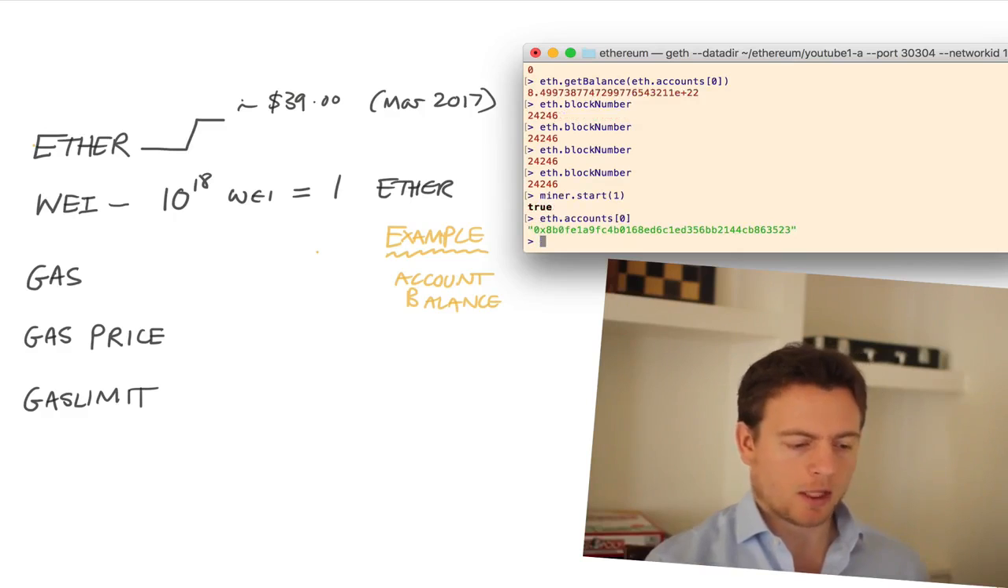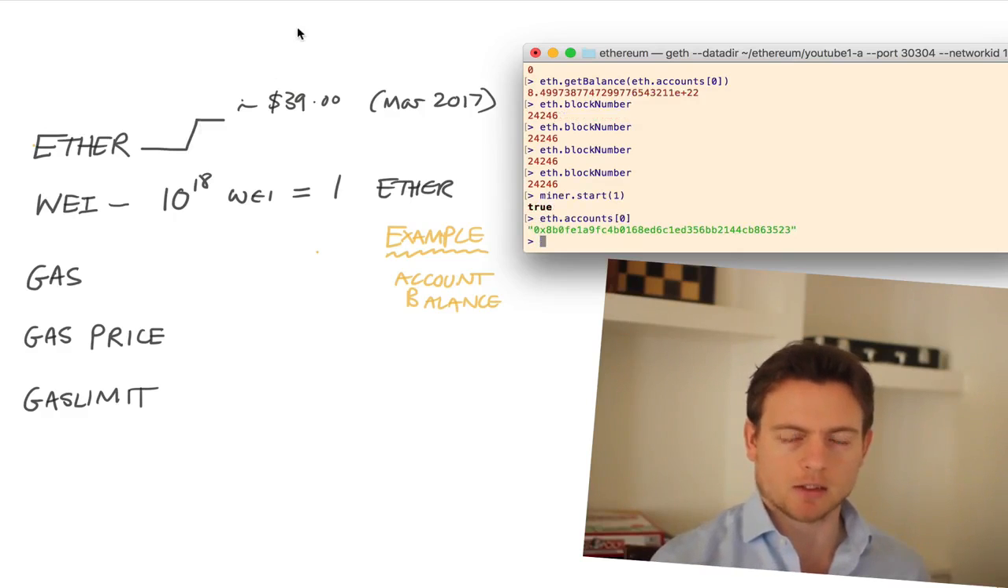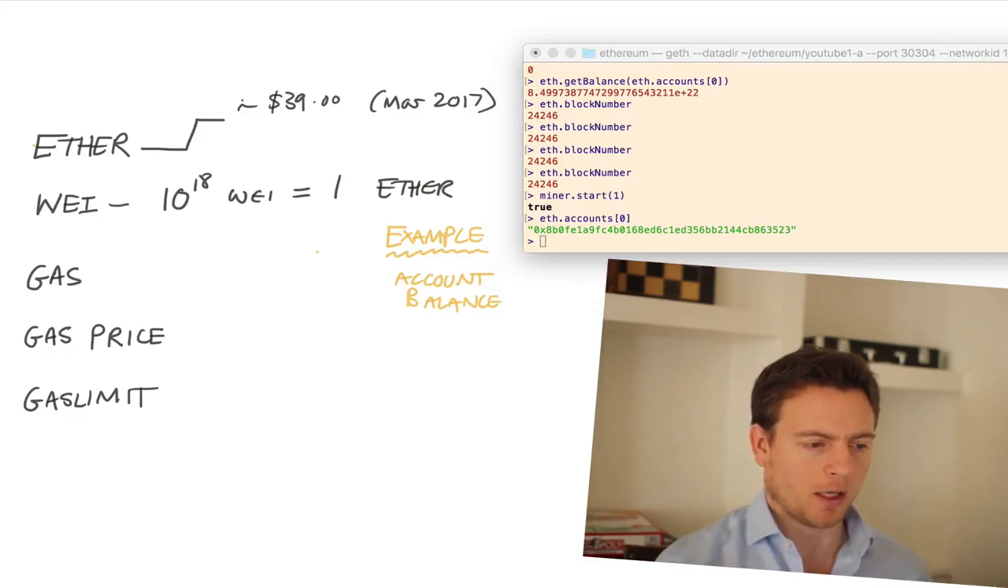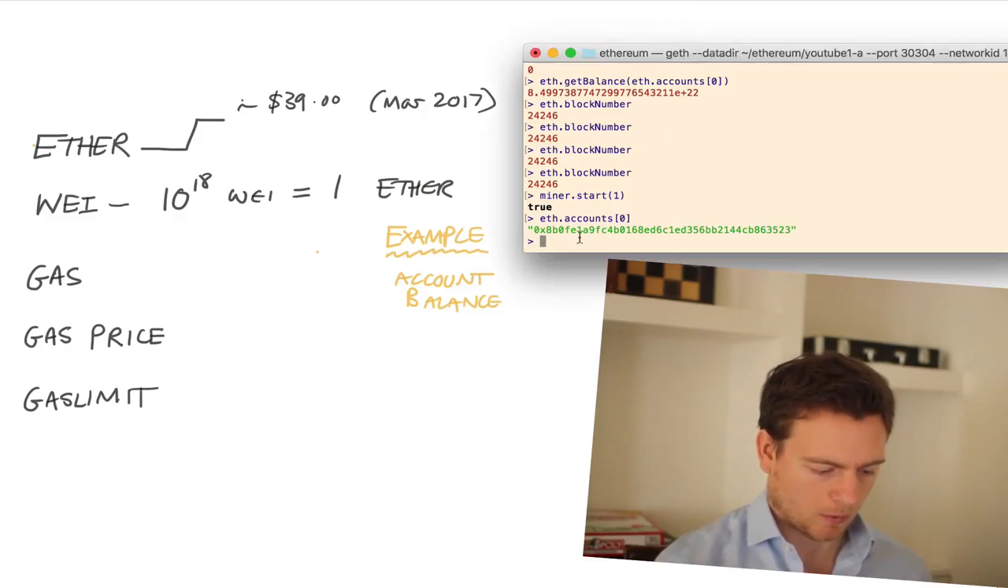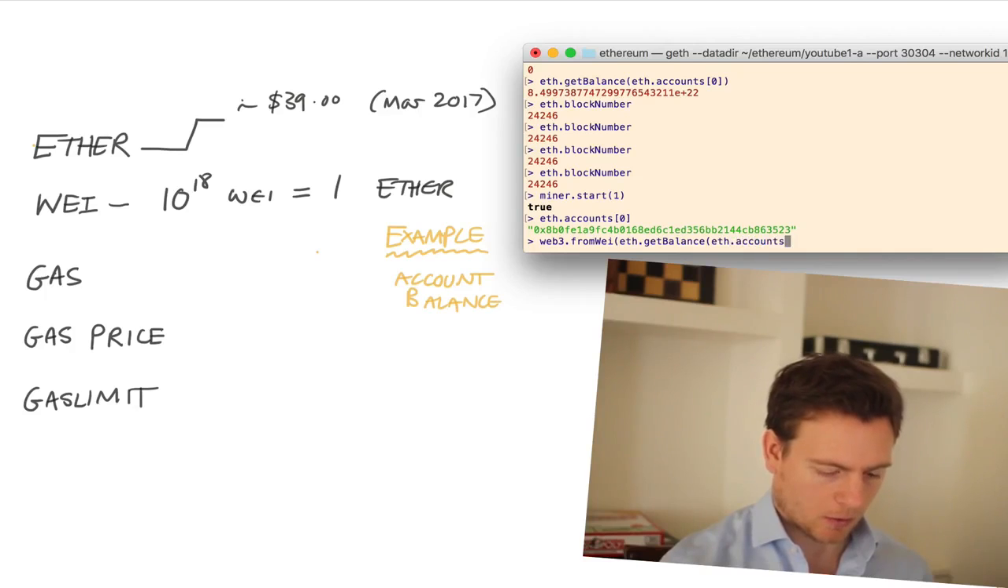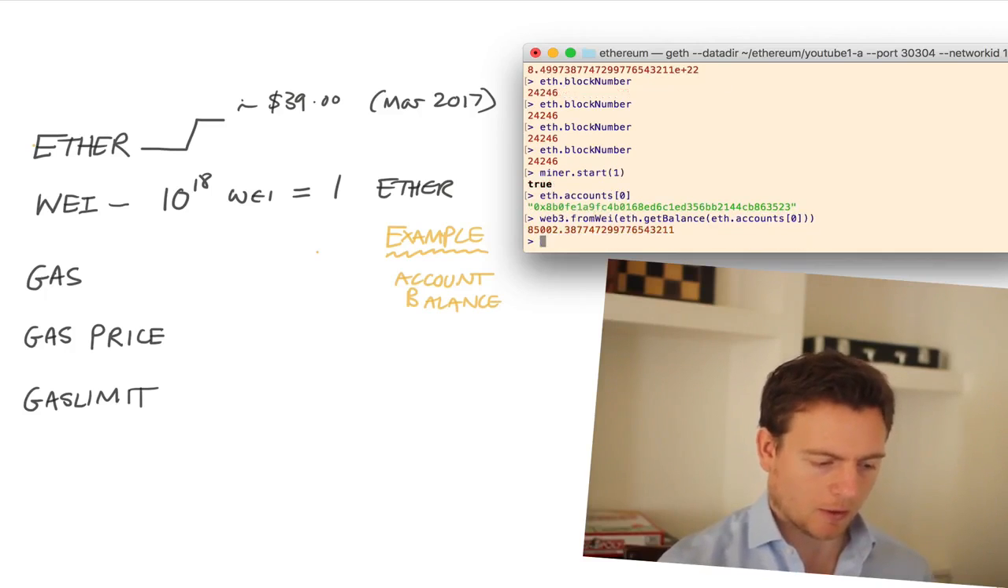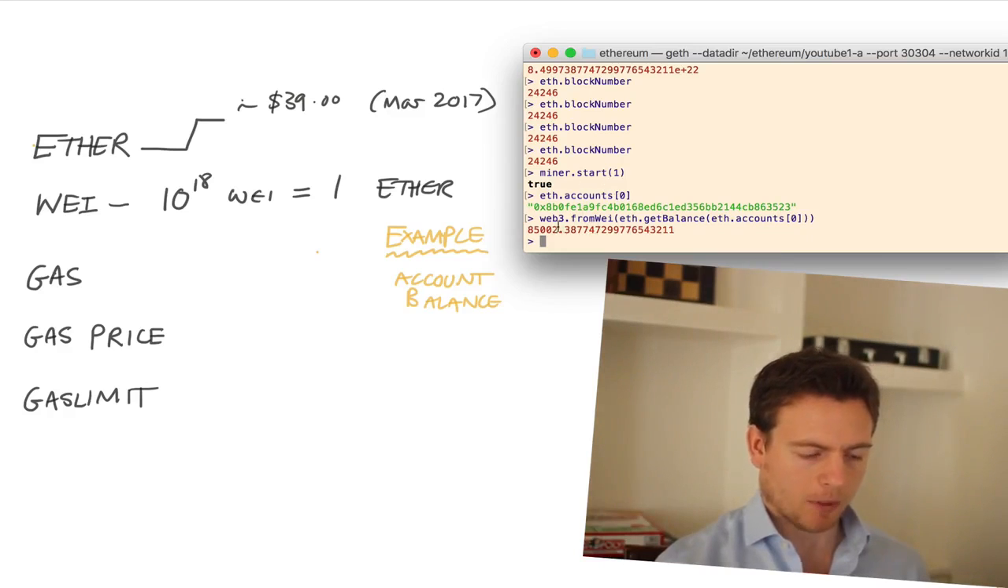Okay, so that's a very large balance, and that balance is in Wei, right? Now what I can do is convert that balance to a balance in Ether. So I can do web3.fromWei and then eth.getBalance and then eth.accounts[0], right? So I can convert that effectively into Ether. You can see this is the amount in Wei, and this is the amount in Ether.